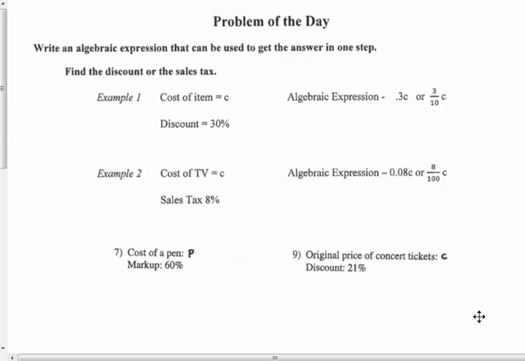Page 7 in your packet, percent applications, 1F. So page 7, write an algebraic expression that can be used to get this answer in one step. So we're going to be using method 2 mostly. Algebraic expression. Expressions do not have equal signs. Equations do. So no equal symbol if it says use an expression.